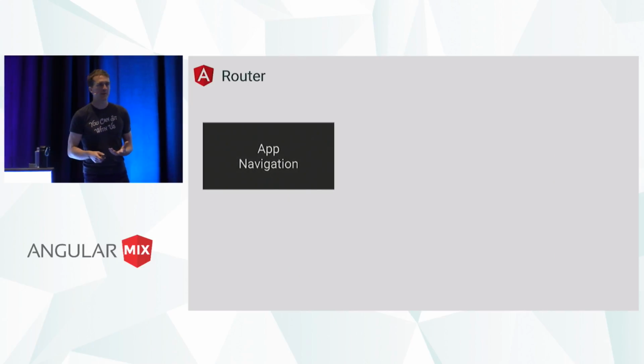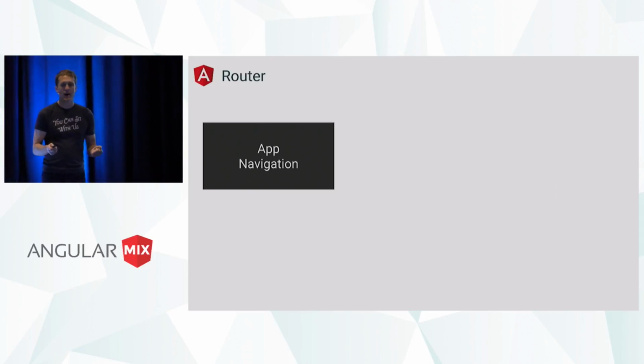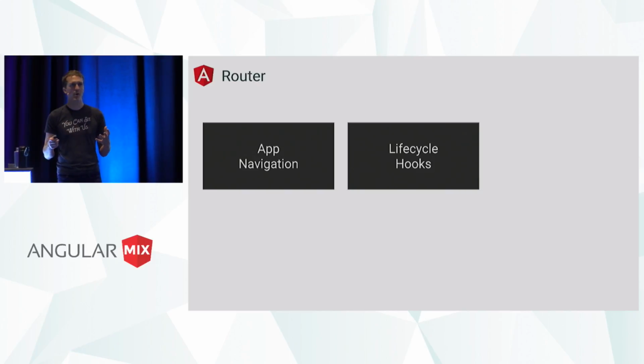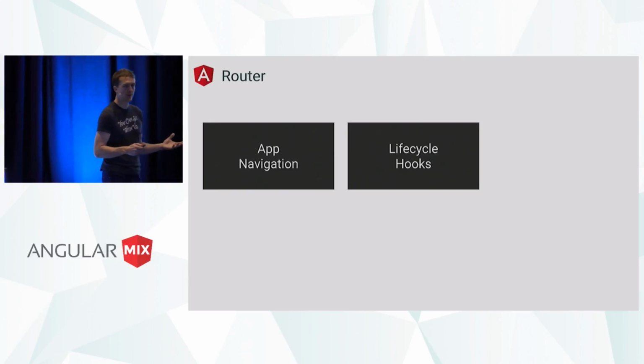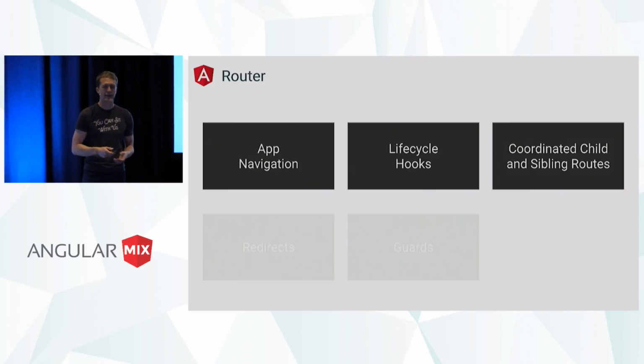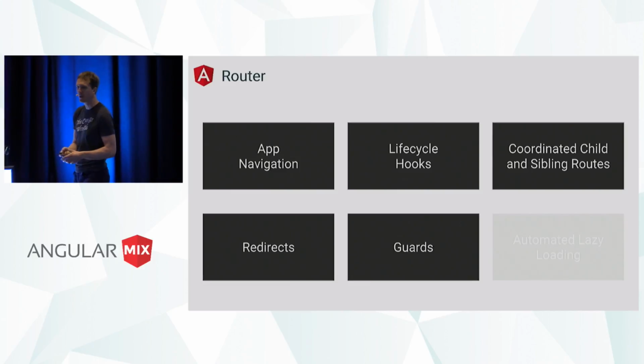The router that we have, this is what handles the application navigation. It supports lifecycle hooks, a rich array, so that I can perform work both before, during, and after the routing changes. And if you've got complex scenarios, like I've got some child or sibling routes, we can handle that. It handles redirects and guards, so we make sure that people only go where they're supposed to.